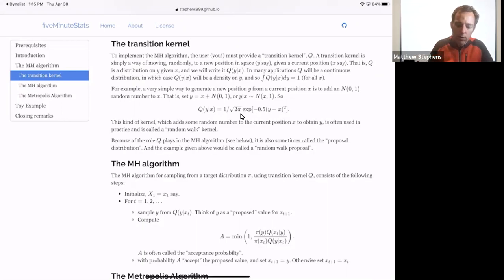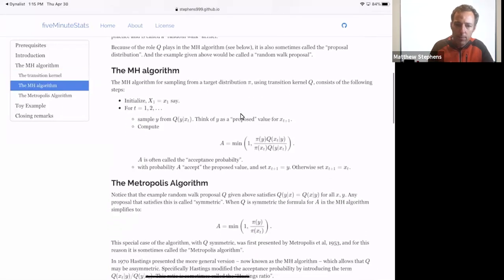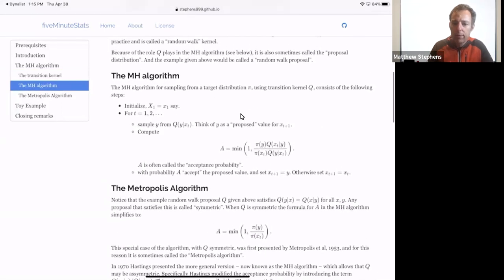So this is called a random walk kernel. And because of the role Q is going to play in our algorithm, it's often called a proposal distribution. So this would be called a random walk proposal distribution. This is all going to become clearer when you see what the algorithm is. So here's the algorithm. It's very brief.